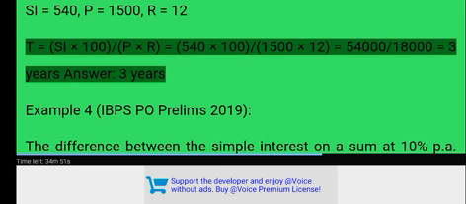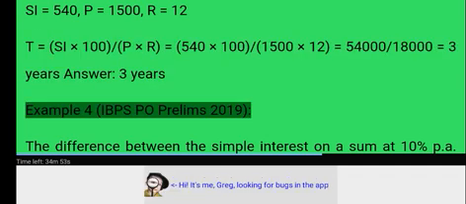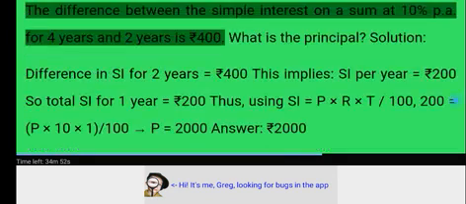T equals SI times 100 divided by P times R, equals 540 times 100 divided by 1,500 times 12, equals 54,000 divided by 18,000, equals 3 years. Answer, 3 years. Example 4, IBPS PO Prelims 2019.